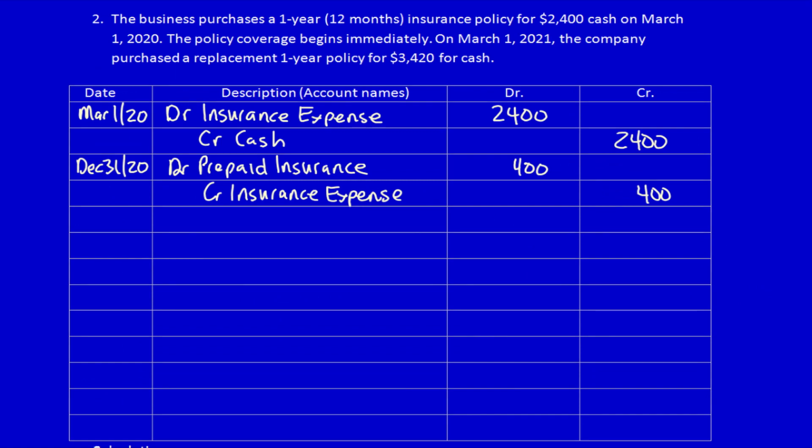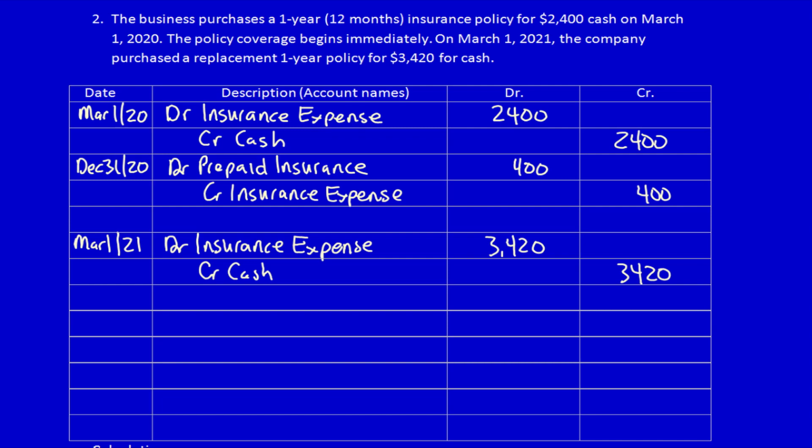On March 1st, 2021, we buy a new policy, a replacement policy for $3,420. Remember, we're using the income statement method, so I'm going to expense 100% of this policy. Debit insurance expense, $3,420. What did I give up? Cold hard cash, $3,420.